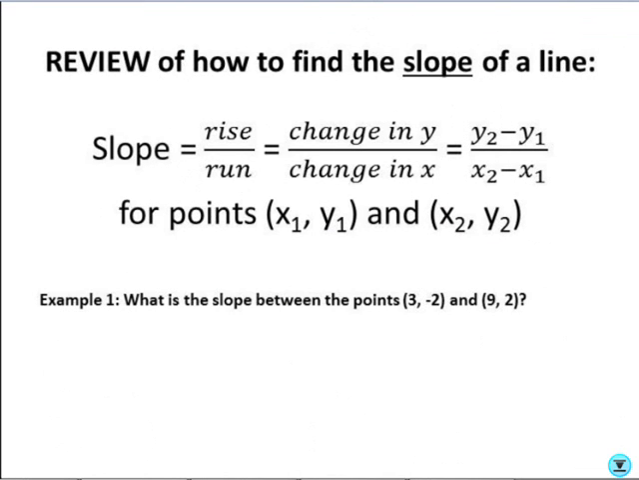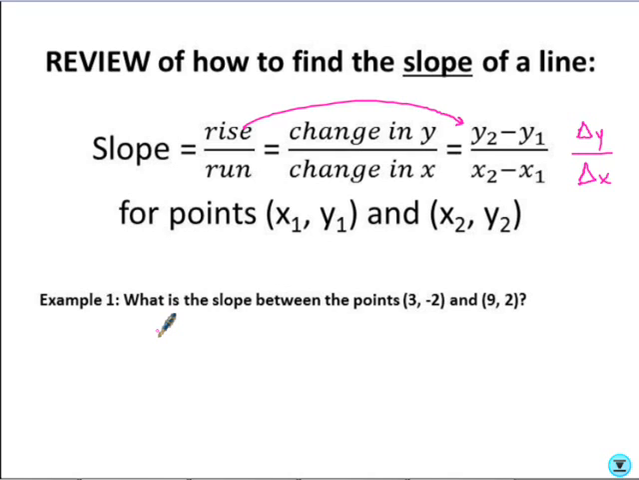Review of how to find the slope of a line. This is something that you get hammered about in Algebra 1 over and over and over. Rise over run, change in y over change in x, y2 minus y1 over x2 minus x1, or your teacher may have even showed you delta y over delta x, delta being the Greek letter that means change. Rise rhymes with y's, so that's another good way to remember that the y's go on top. So it's just the difference between the y's over the difference between the x's.